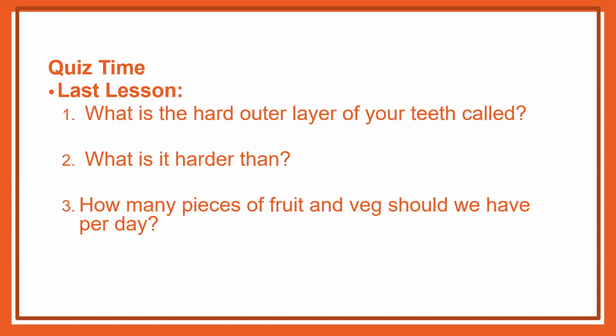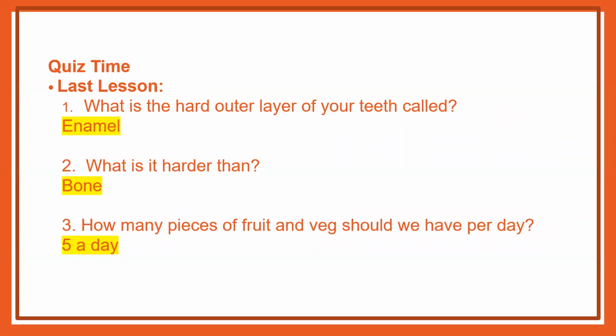Okay, so you should have answered them by now. Let's have a look at what the answers are and see how many you got right. So what is the hard outer layer of your teeth called? It is called the enamel. And what is it harder than? It's harder than bone. And how many pieces of fruit and veg should we have per day? We should be having 5 pieces of fruit and veg per day. So give yourself some ticks or fix your answers if you got them wrong, but well done for having a go.